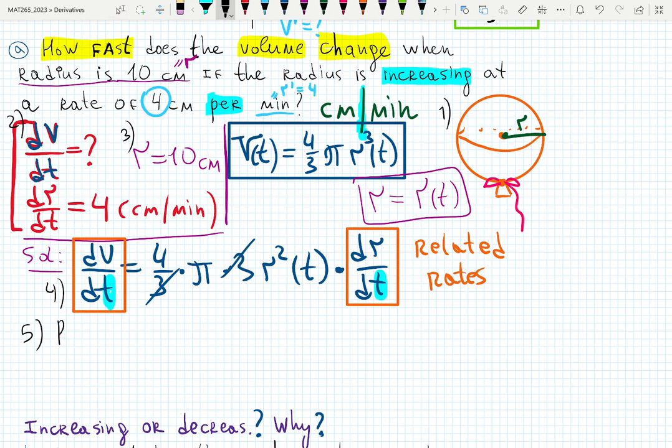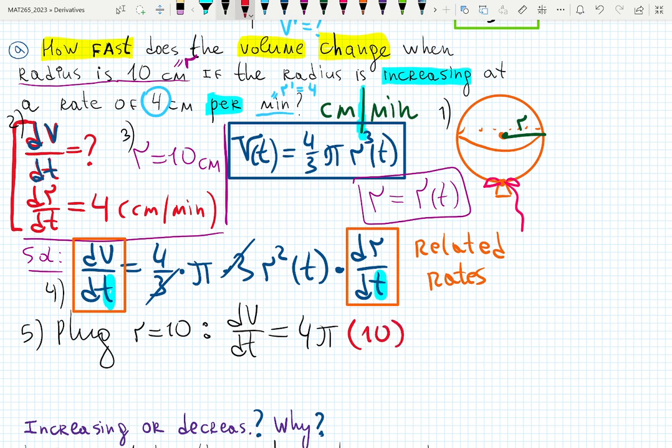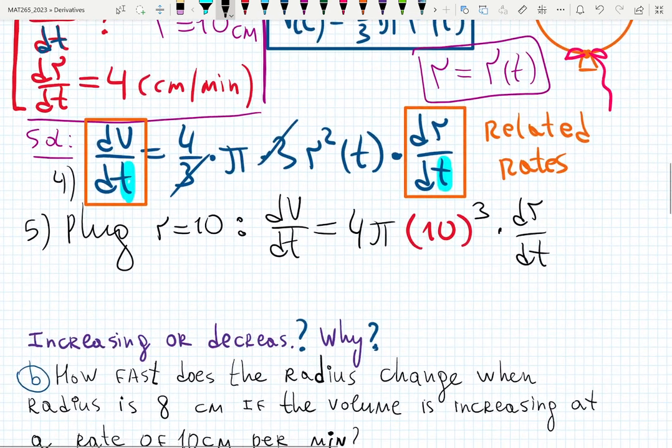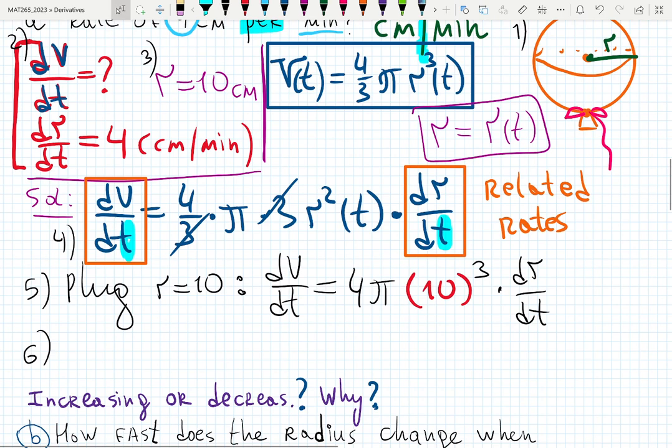So you plug in all the known numbers. They might be more than one. R equals 10. Now you plug in, and you get dV with respect to t, dV/dt is 4 pi, and then R is 10, and you cube it, times dR with respect to t. And now the answer follows from here, step 6. Step 6 says solve for the unknown variable. And now it's interesting. I can ask you to find dV/dt or dR/dt. There are two rates here.